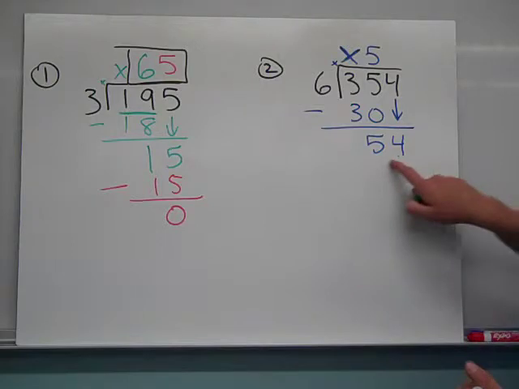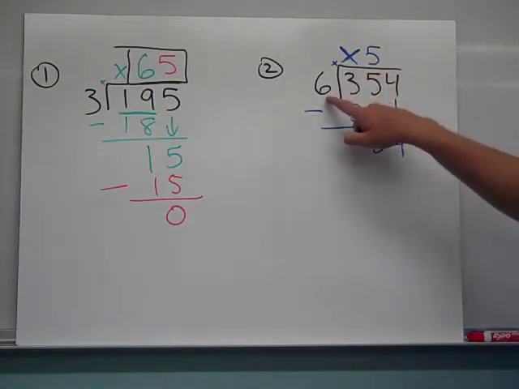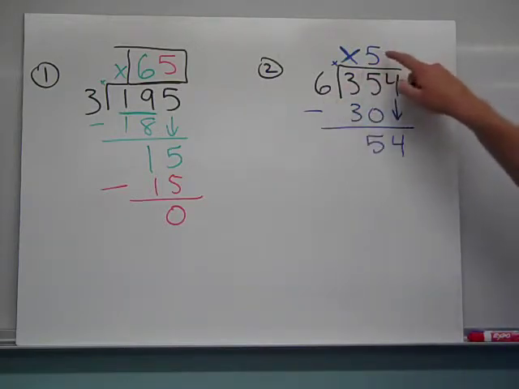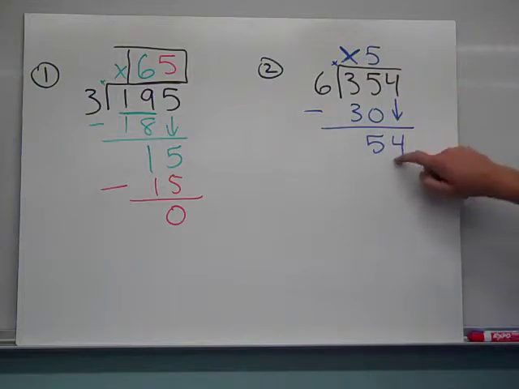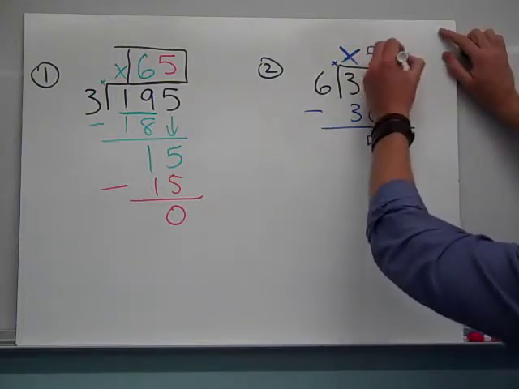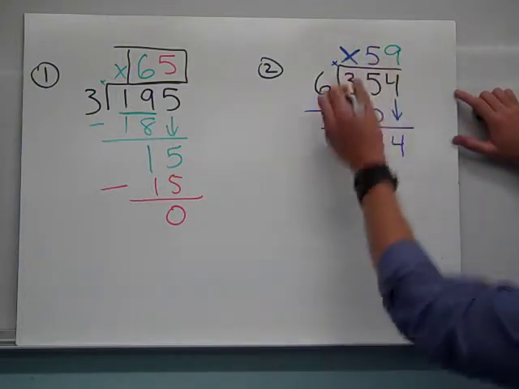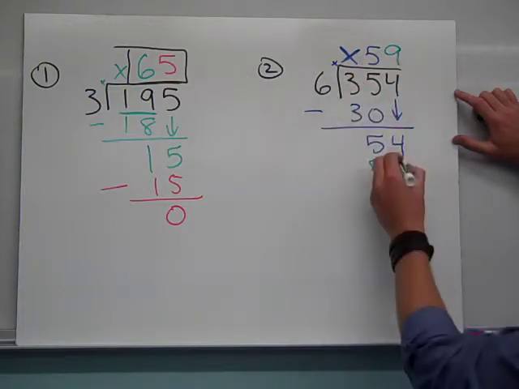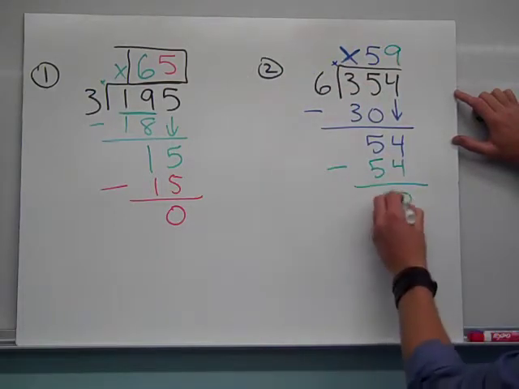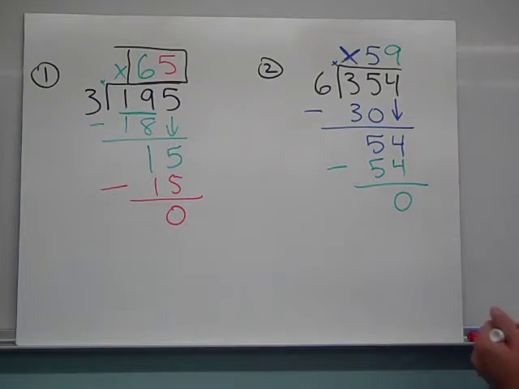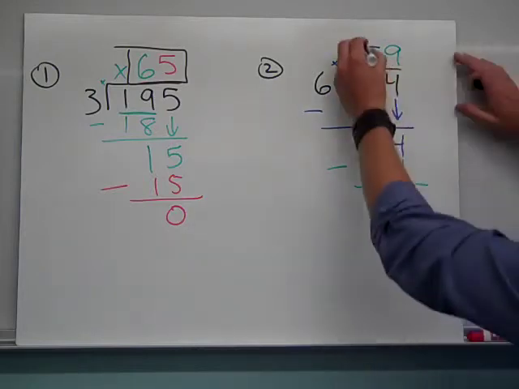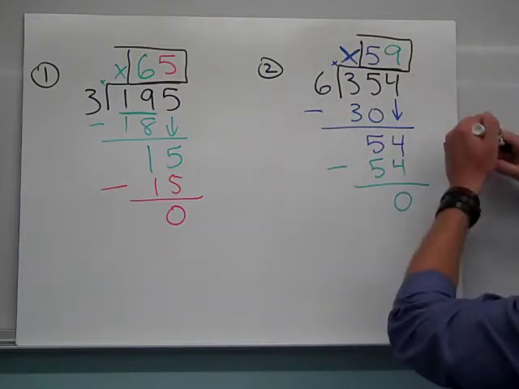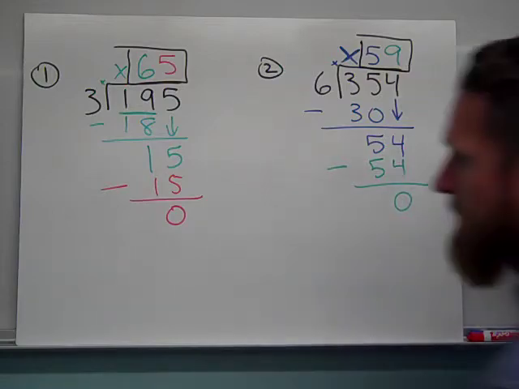Next step, division, 54 divided by 6. So 6 times what number equals 54? 9. 6 times 9 equals 54. Multiply, subtract. There's nothing to bring down. Therefore, my answer is 59.